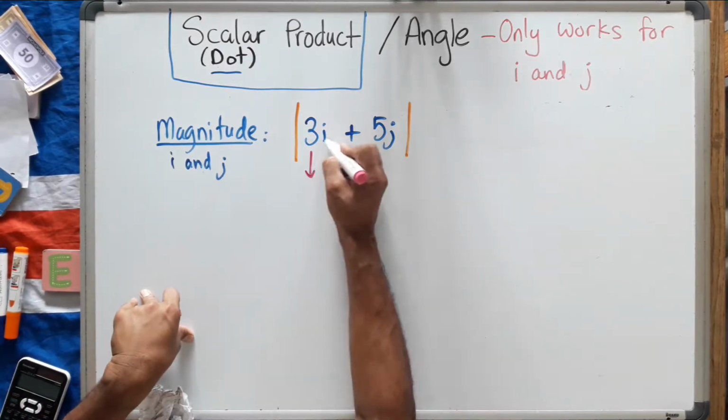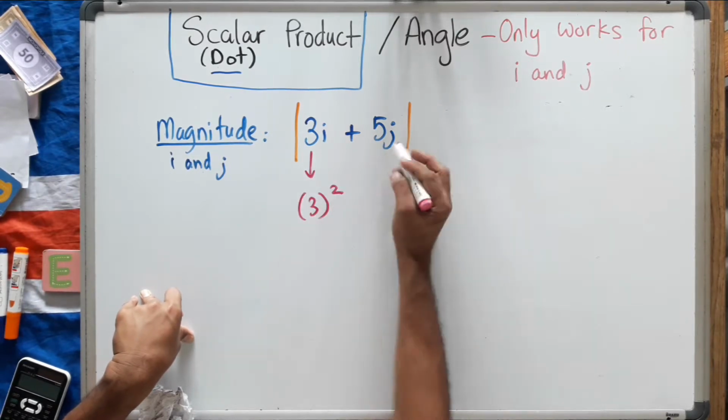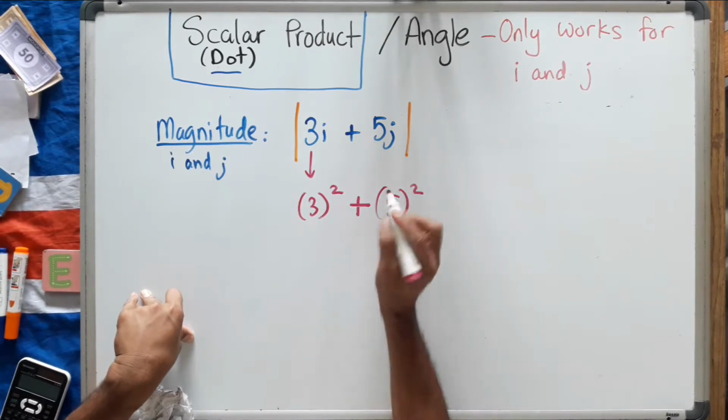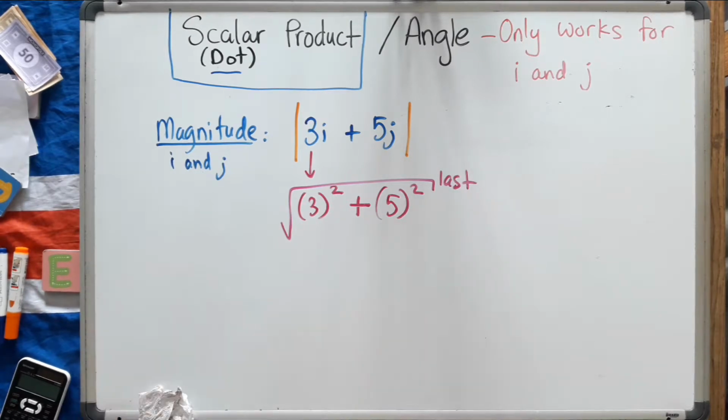You just take the number touching i and you square it. And then you take the number touching the j, square it. Add the two answers and you square root last. Please remember to square root it last. Do not press the square root sign first on your calculator. Most calculators will give you the wrong answer if you use that.